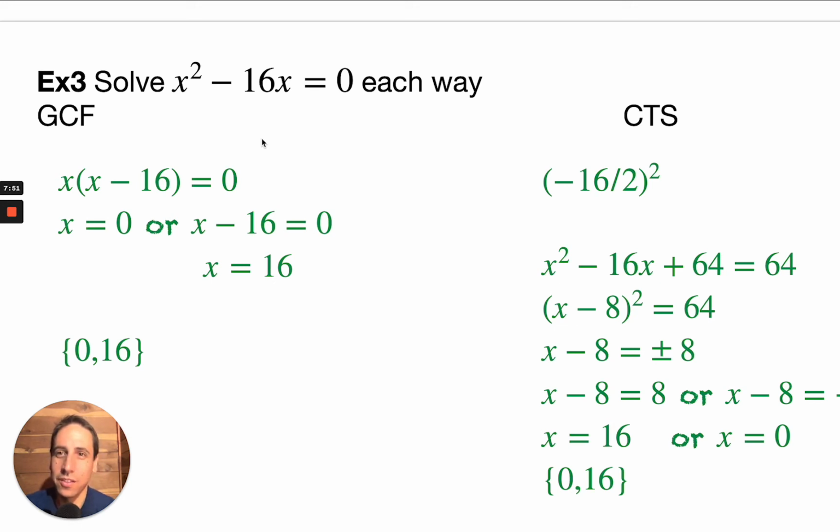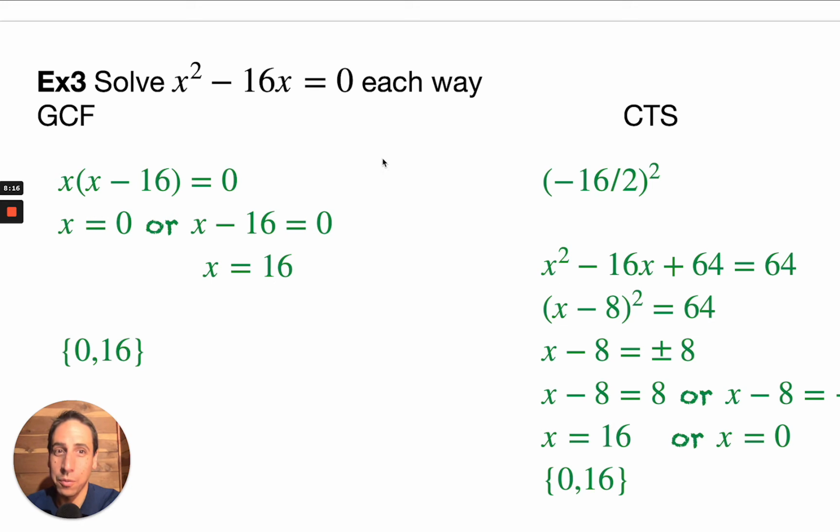Okay, so the first way would be to find the greatest common factor, x squared minus 16x equals 0. Greatest common factor is x, and you factor it out, and you get x is equal to 0. This part is equal to 0, and this part is equal to 0, using the zero product property. And then you add 16 to both sides, you get x is equal to 16. 0 is one solution, and 16 is another. Those are the two solutions.